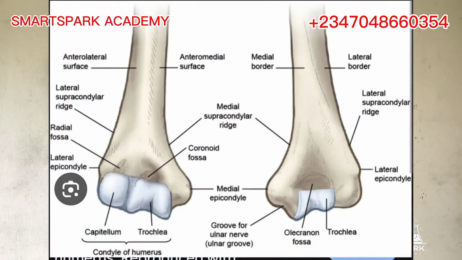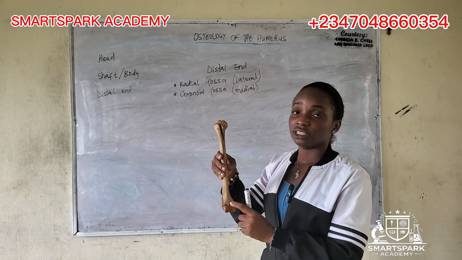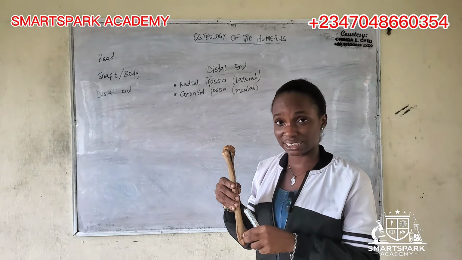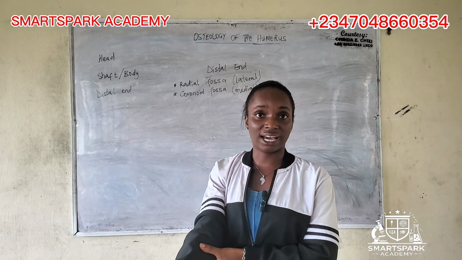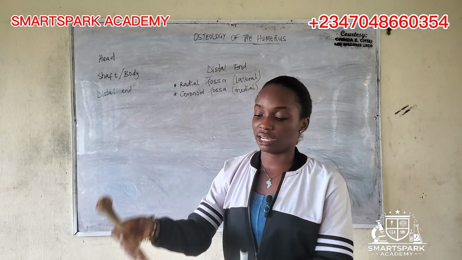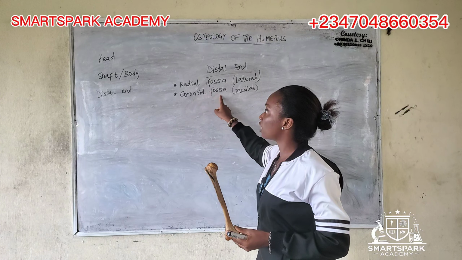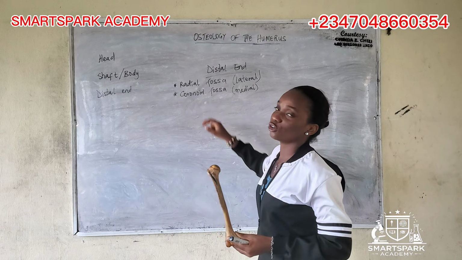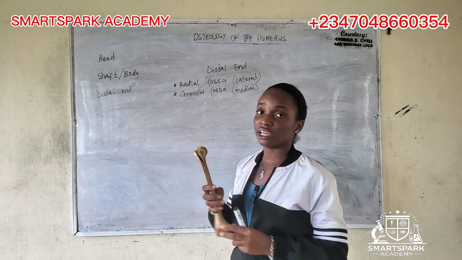So let me write it down so we will not forget. Radial is lateral and coronoid is medial. Now, the radial fossa is lateral and the coronoid fossa is medial. Note that these fossae serve as points of attachment. The radial fossa accommodates the head of the radius. I know that the radius is one of the bones of the forearm, sorry, we have the radius and the ulna. This radial fossa, as the name implies, holds the head of the radius. Radial fossa, head of radius. While the coronoid fossa holds the coronoid process of the ulna. I hope you get it: coronoid fossa, coronoid process of ulna; radial fossa, head of the radius.